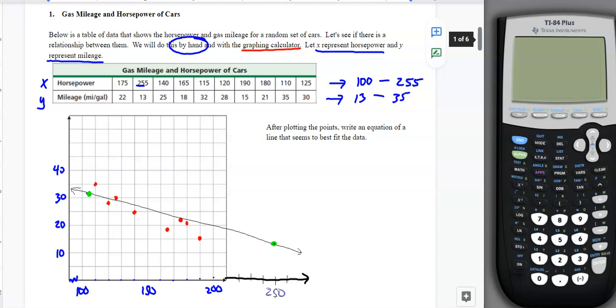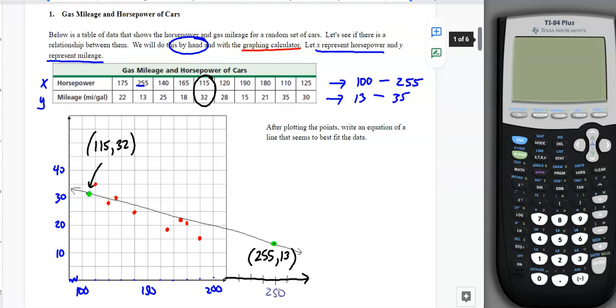So when I roll with this line and I have an equation I want to write, remember, to write an equation, we need to have 2 points. That way we can get a slope from it. So that point right there was, I believe, this point, 115, 32. And then the other point I chose was way over here, which was at 255, 13. Well, I think we're all set where we can get our slope here.